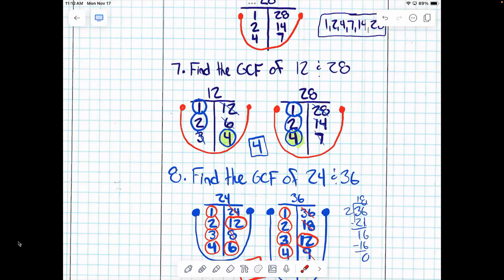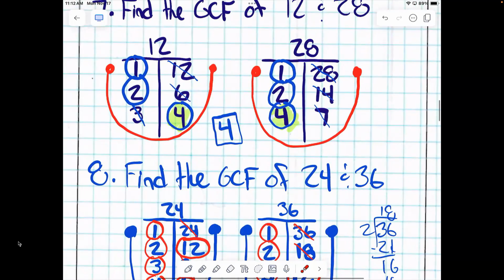Are we done? No. We are going to then do slashes and circles. That's really ugly writing, slashes and circles. So we're going to circle our common factors. Is 1 a common factor for 12 and 28? Yes. Is 2 a common factor? Yes. Is 3? No, do you see a 3 over here anywhere? No. So we're going to cross the 3 off, right? Is 4 a common factor? Yes. Is 6? No. Cross it off. Is 12? No. Okay, so then we still have these 3 numbers to check out.